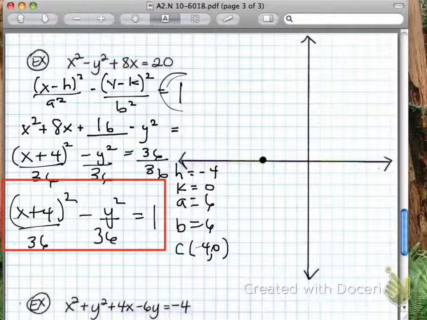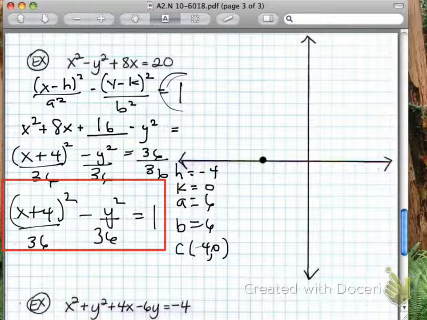Now, I could find a whole bunch of other stuff using all those little mini formulas. What am I going to do with A and B? Equation of asymptotes. I could use that to find my asymptotes, but there's an easier way to do that. What am I going to do with A? You're going to find C. I don't even need that right now. What does A represent? Transverse. Now we're dealing with the transverse.